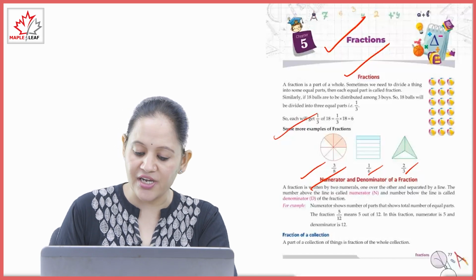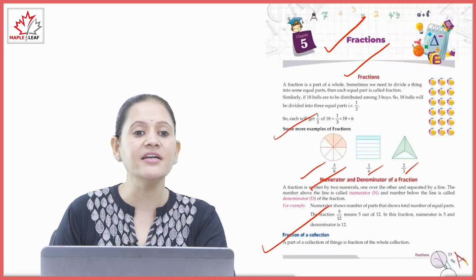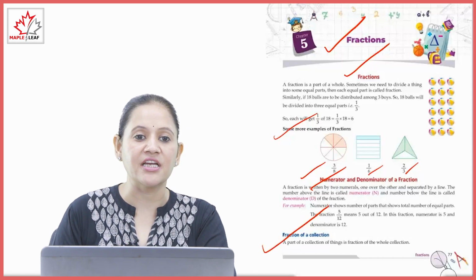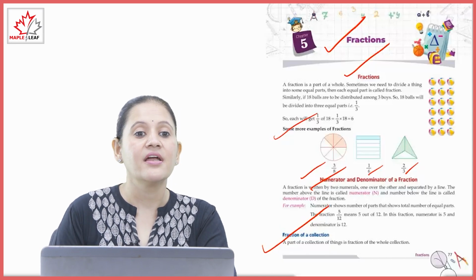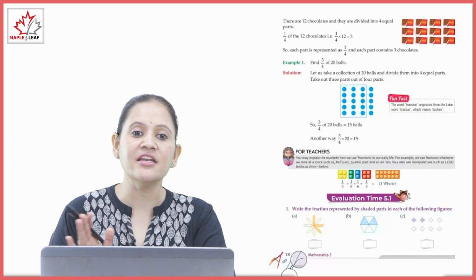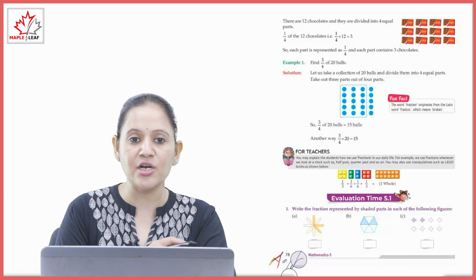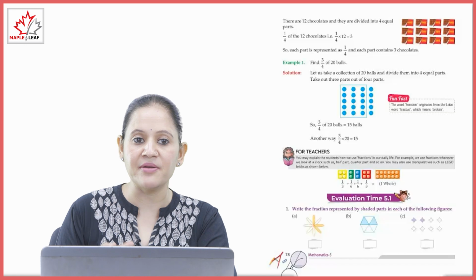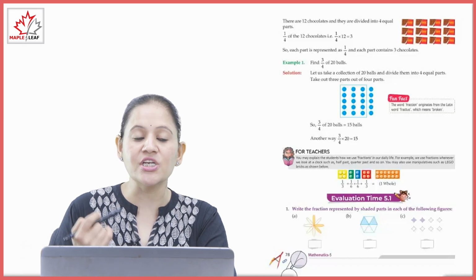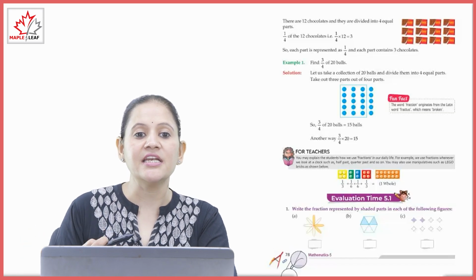Next is fraction of a collection. A part of a collection of things is the fraction of the whole collection. There are 12 chocolates and they are divided into 4 equal parts. 12 को 4 equal part में divide करना है, means 1 by 4 of 12. 12 divided by 4, that is equals to 3. So each part represent it as 1 by 4th of each part contain 3 chocolates.